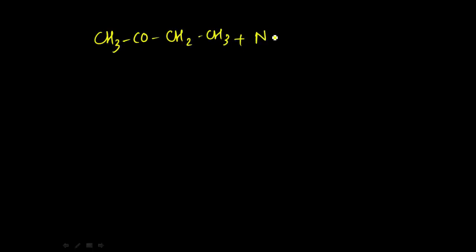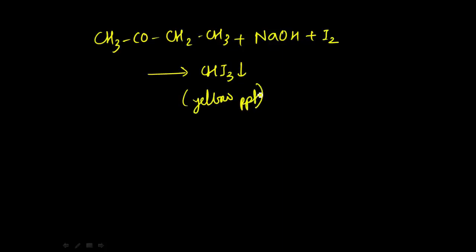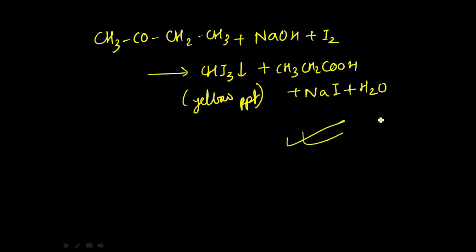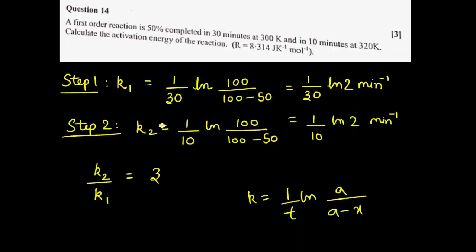We will react this with NaOH plus I2, and what we get is definitely iodoform first, which is the yellow PPT, the same color of my pen now. Then we get this, NaI and water. You can definitely balance this equation. Cool. Next. So this is also an epic question.